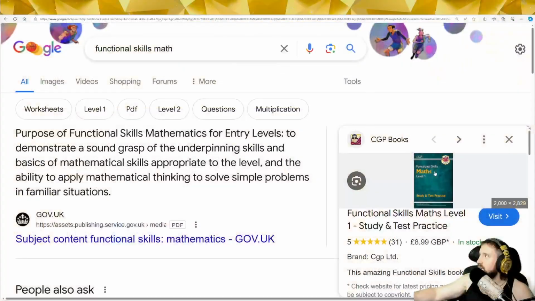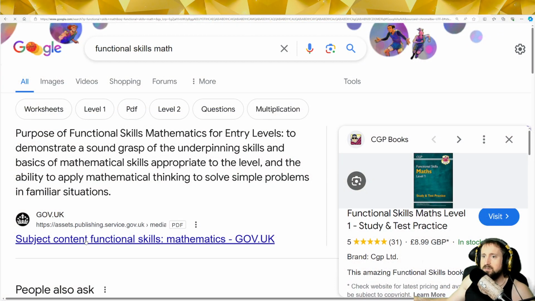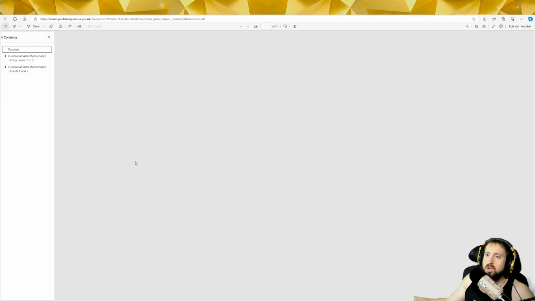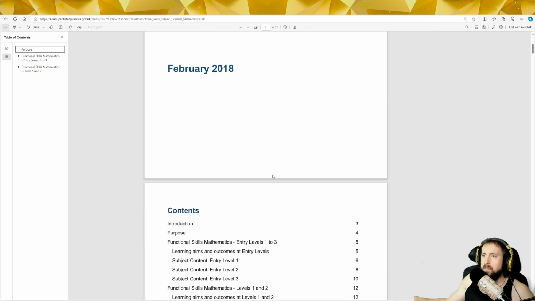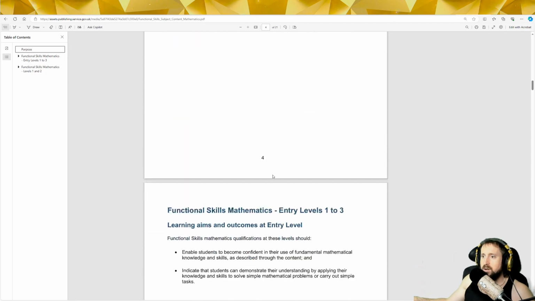But yeah, most people start at functional skills level 1. I see most of that, which is ridiculously simple, but it's okay. You just have to make sure that you remember stuff. That's what I always say.